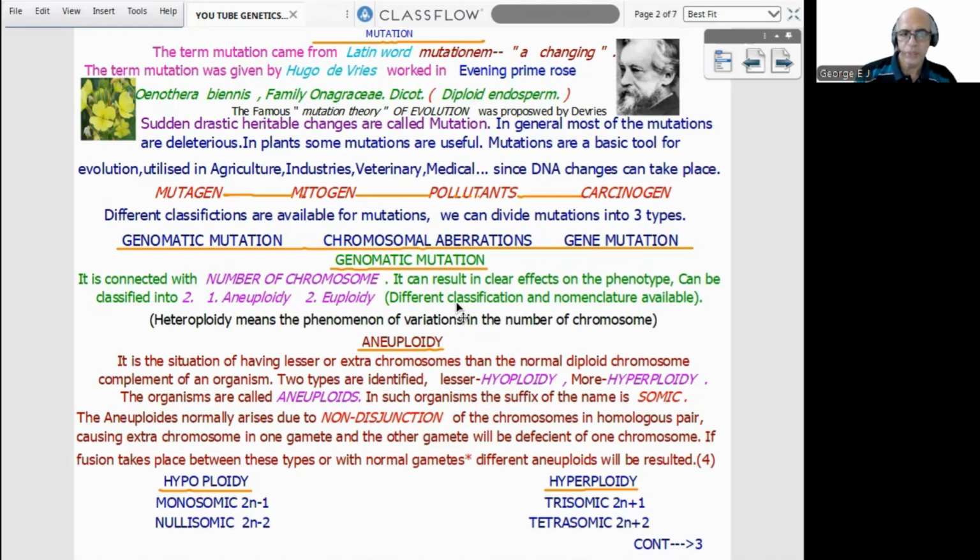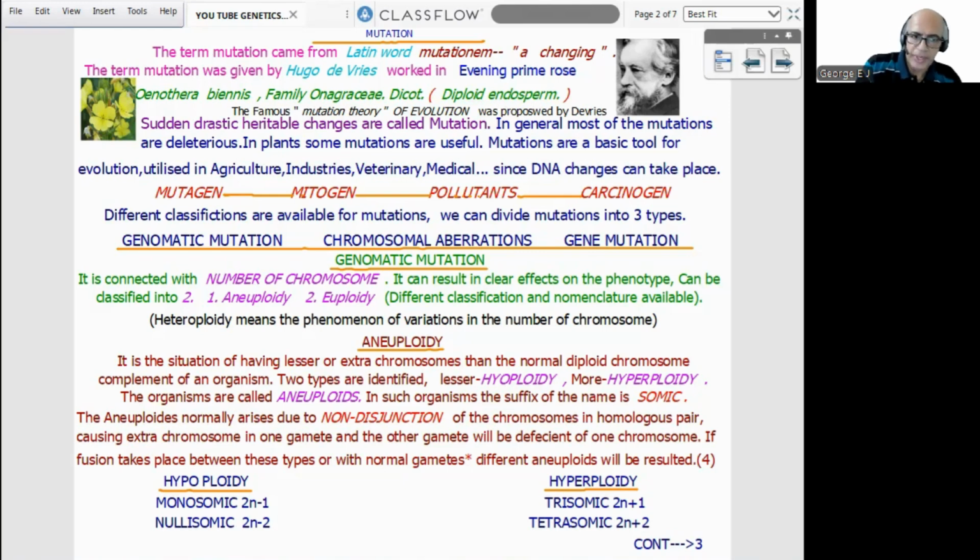Heteroploidy. Hetero means different. Ploidy generally means chromosome number. So heteroploidy means the phenomenon of variation in the number of chromosomes. Aneuploid, etc. will be coming under it. So next, under genomatic mutation, the first group is called aneuploidy. What is meant by the term aneuploidy?